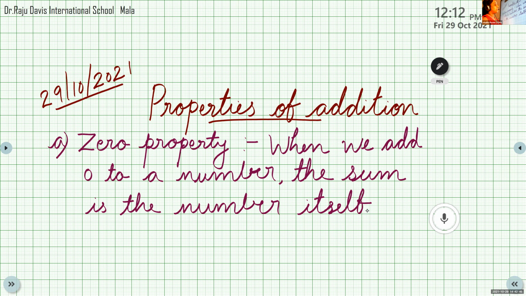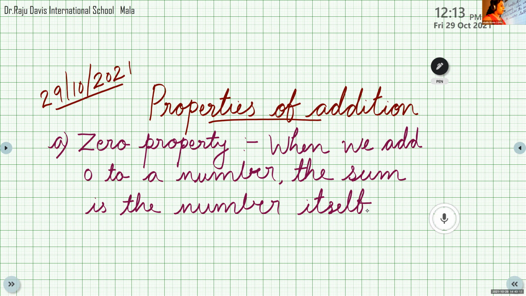So, Fardeen, please tell one example for zero property. Please tell any number by adding zero. Fardeen, I am asking Fardeen. Others, please be silent. Any two-digit number you can tell. 12 plus 0. Yes, 12 plus 0. What is the answer? 12 itself. Okay, very good, Fardeen.